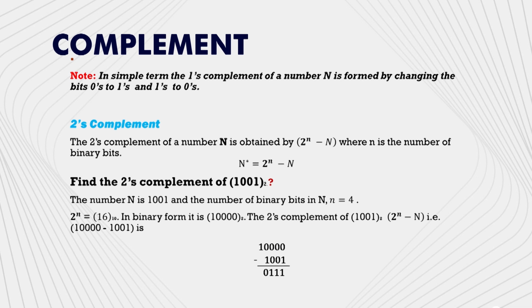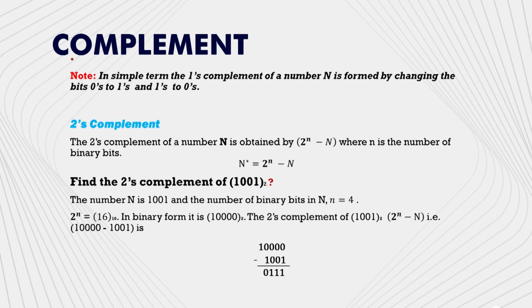Now, you go for the 2's complement. The 2's complement of a number N is obtained by 2 raised to n minus N, where 2 raised to n stands for the number of binary bits, minus N. Therefore, we can say that the 2's complement of a number, denoted as N with an asterisk, is equal to 2 raised to n, the small n, minus N, the capital N, whose 2's complement we have to take. We will go for an example.